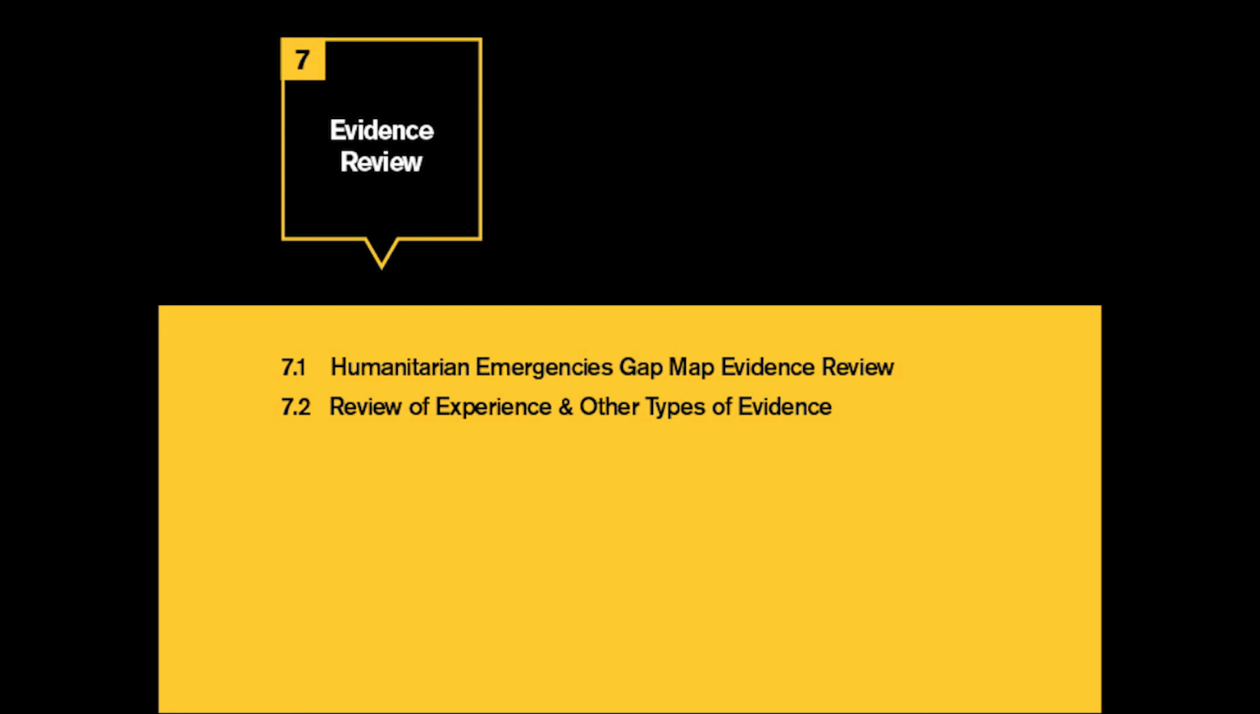The Evidence Review section addresses the IRC 2020 commitment to evidence-based programming. One component is a review of the available evidence for comparable interventions in humanitarian settings. This was compiled using the Humanitarian Emergencies Gap Map, recently developed as part of the Outcomes and Evidence Initiative.